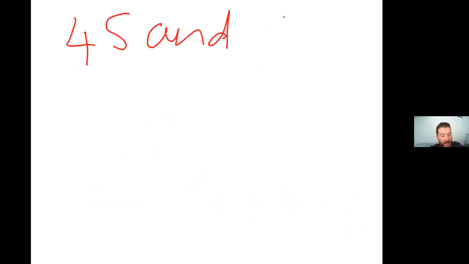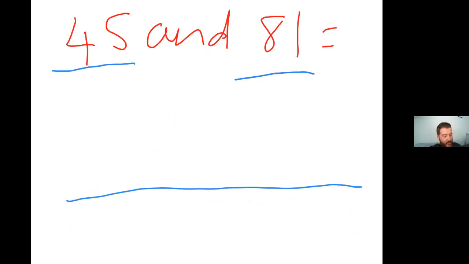Say we had a number with a difference. Say we had 45 and 81. We're going to draw a number line, start with our smallest number, and add our biggest number. So we're going to start with 45, 81 at the other end, and then we need to do our jumps.